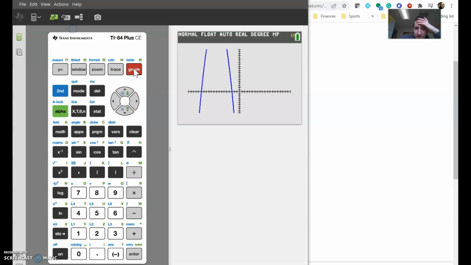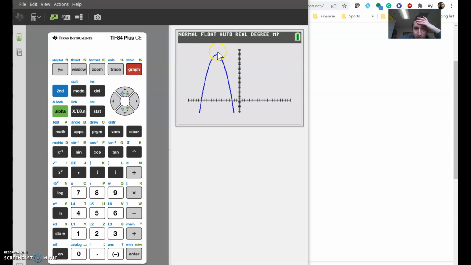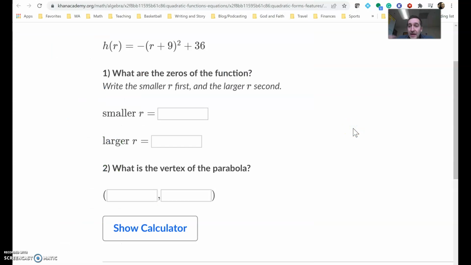Let's see what this looks like. Hey, a lot closer. I need to obviously make my y-axis go higher. So I push window, and instead of my y-axis stopping at 20, let's stop it at 40. And now I should be able to find both my vertex and this x-intercept and this one. And then I'll plug them in. And we talked about calculator stuff today, so I hope that helps.